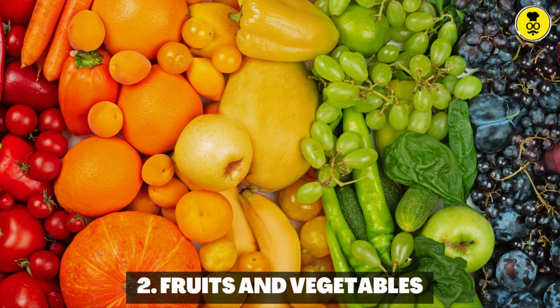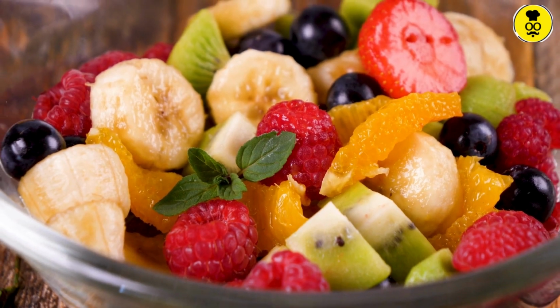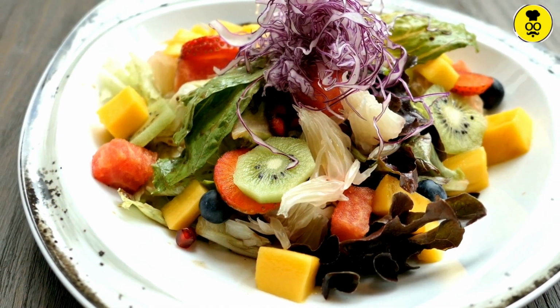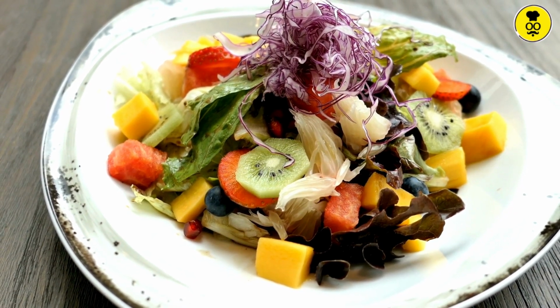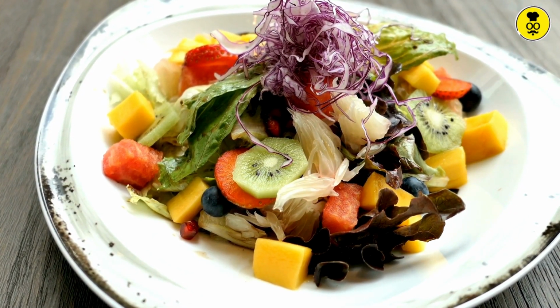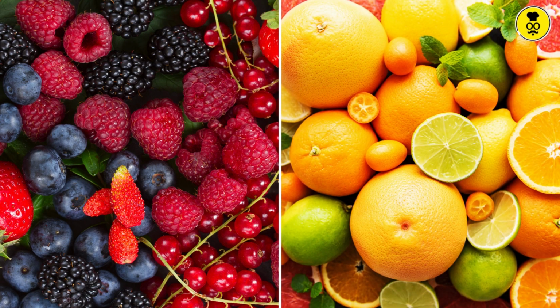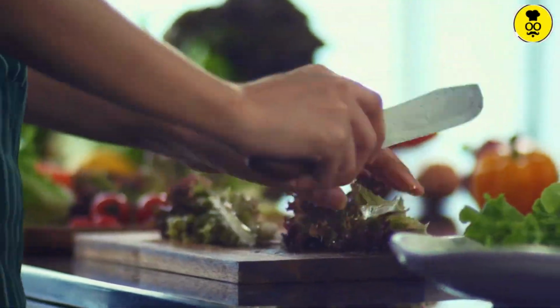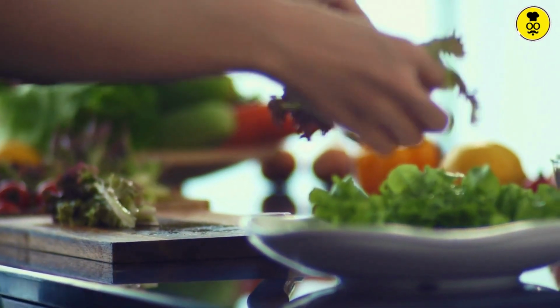2. Fruits and vegetables. Colorful fruits and vegetables are packed with essential vitamins, minerals, and antioxidants that help strengthen the immune system. Incorporating a variety of fruits and vegetables such as berries, citrus fruits, leafy greens, carrots, and bell peppers can provide the body with the necessary nutrients to combat tuberculosis.